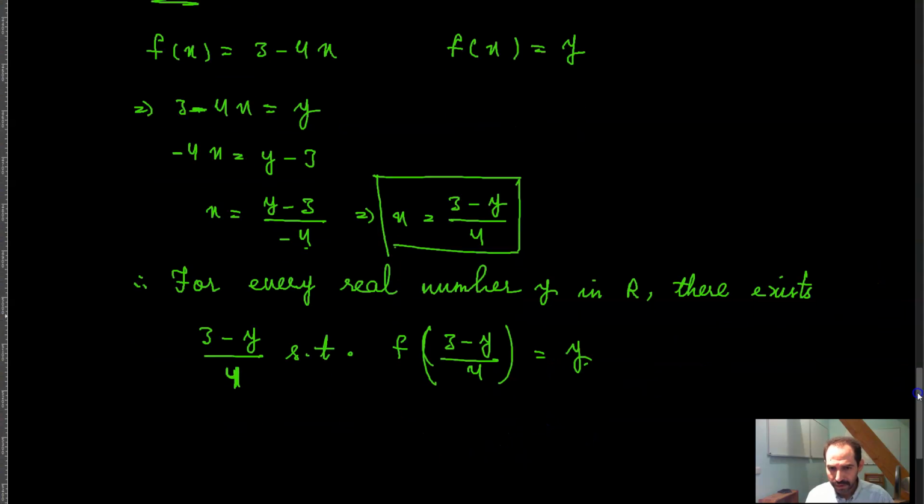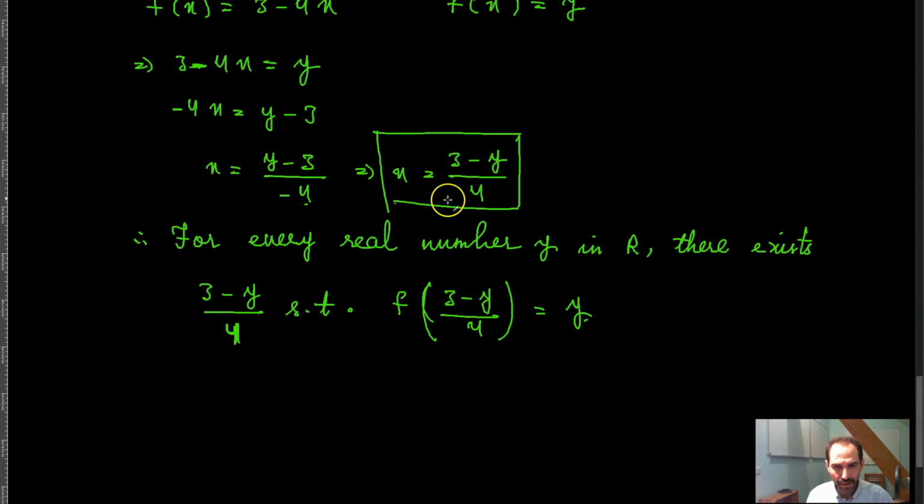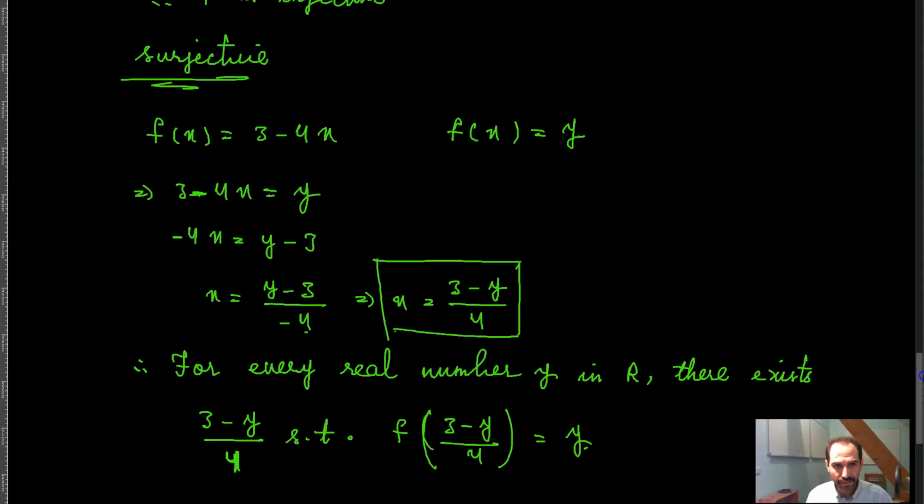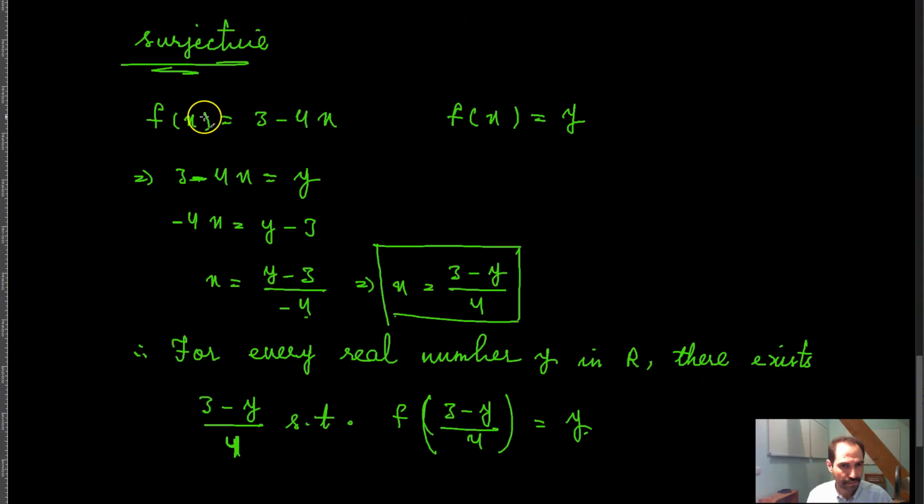So what that means is that now what I have done is that I have actually found the inverse of this function, meaning that I have written f of x is equal to 3 minus 4x, which is basically the rule that was given to me by the question itself.